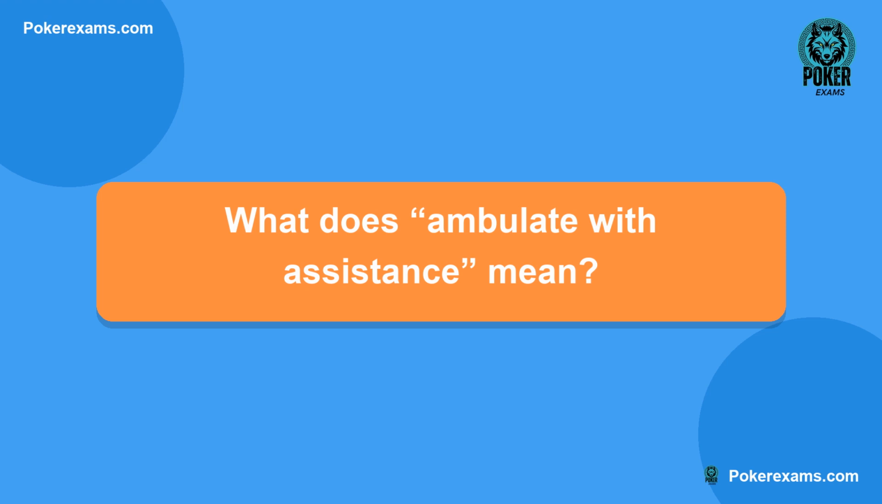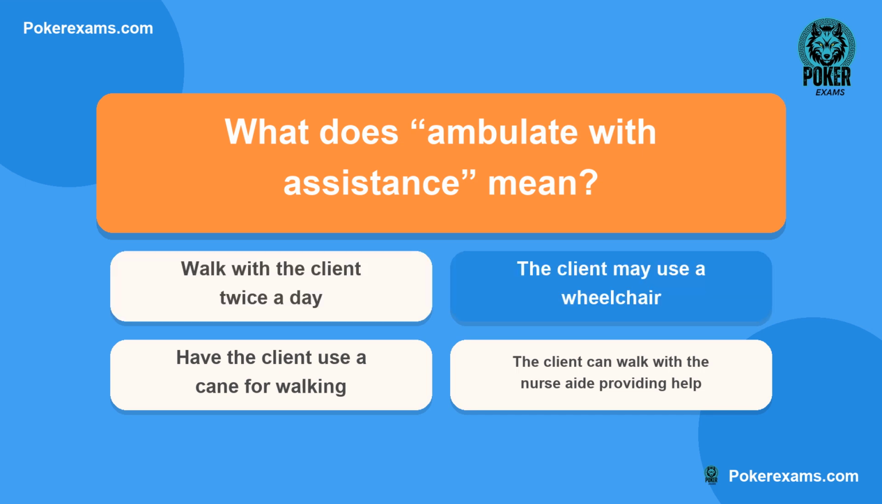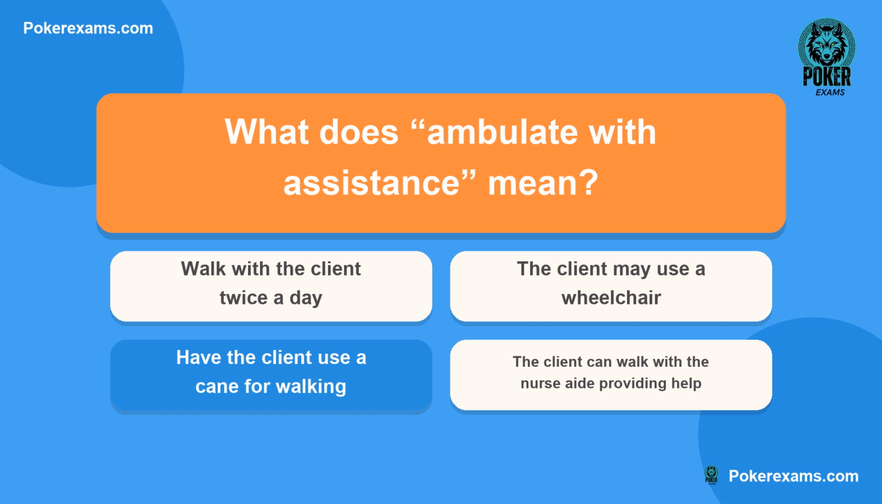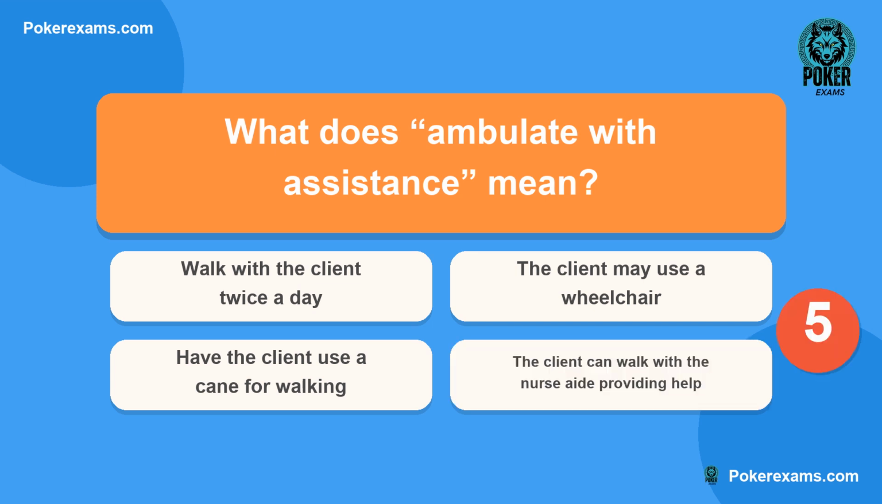Next question. What does ambulate with assistance mean? Is it A, walk with the client twice a day? Or B, the client may use a wheelchair? Could it be C, have the client use a cane for walking? Or lastly D, the client can walk with the nurse aide providing help?